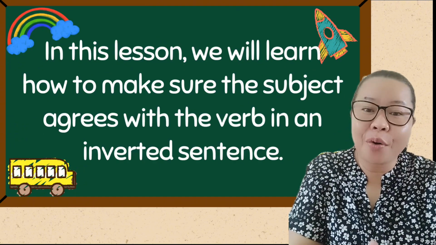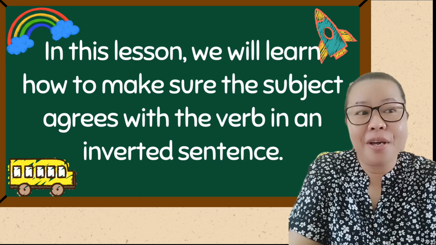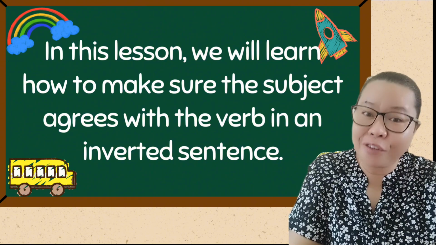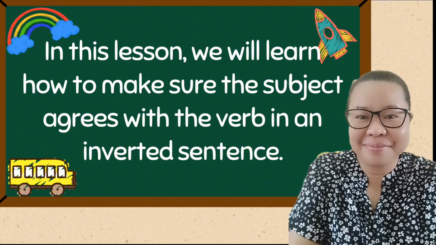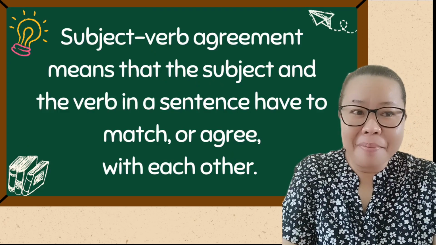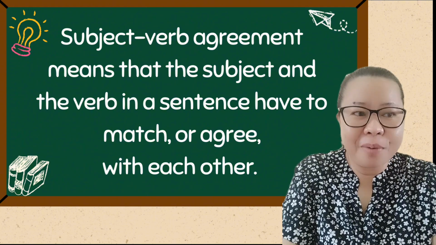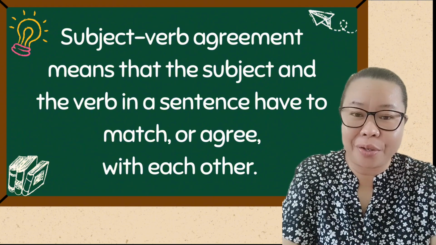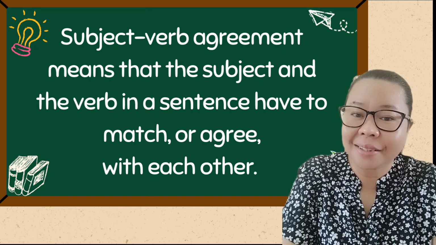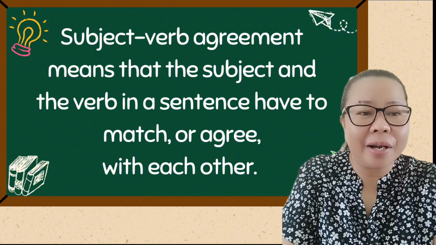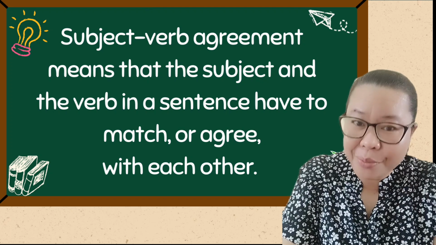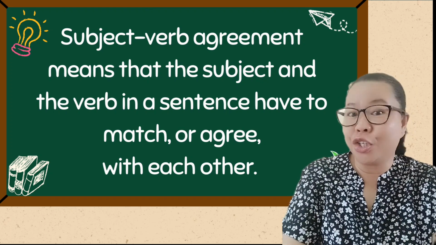This time, we are going to make sure our subject and verb agree in these inverted sentences. This means making sure our verbs match our subjects correctly. Now, what is subject and verb agreement? Subject-verb agreement means that the subject and the verb have to match or agree with each other. If the subject is singular or one, the verb should also be singular. If the subject is plural, meaning more than one, then the verb should be plural too. It's like making sure your shoes match.